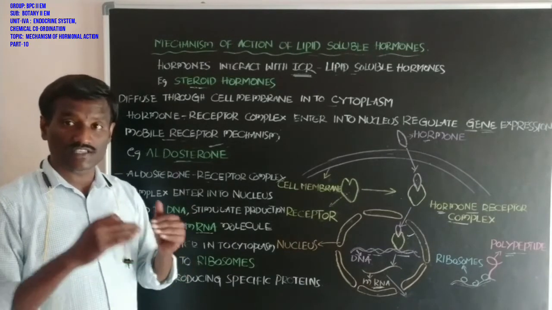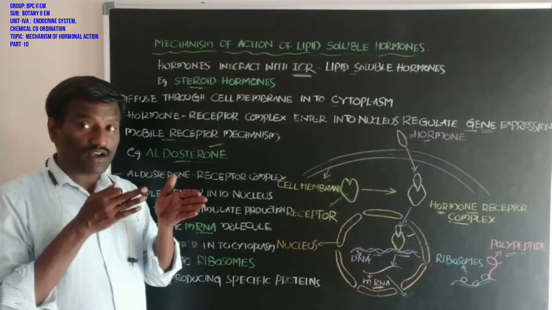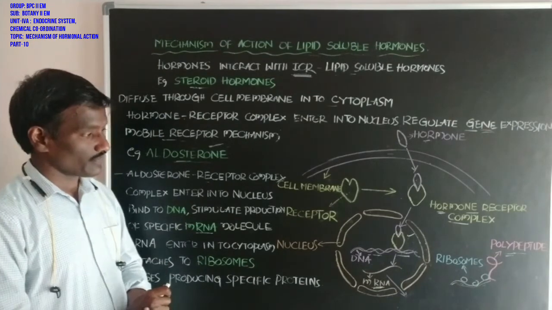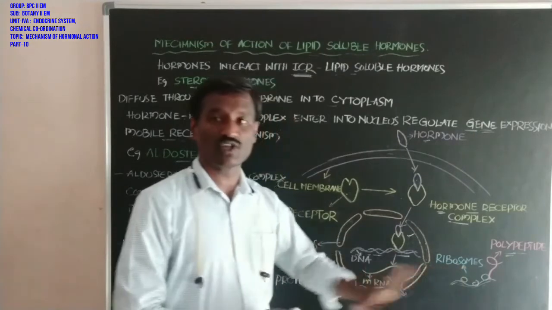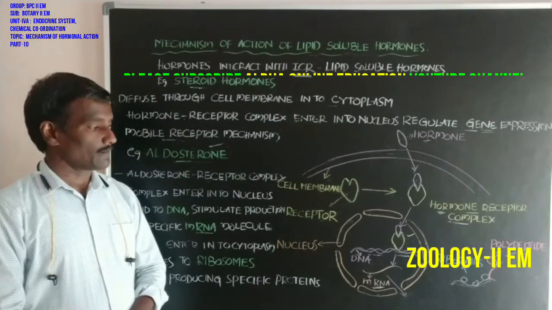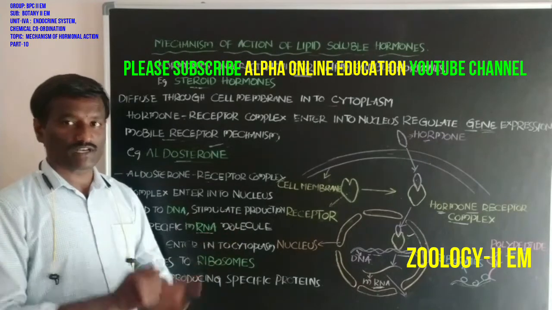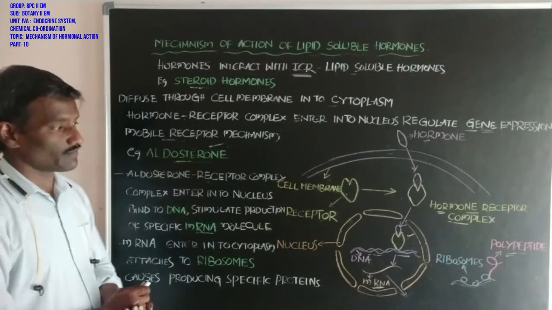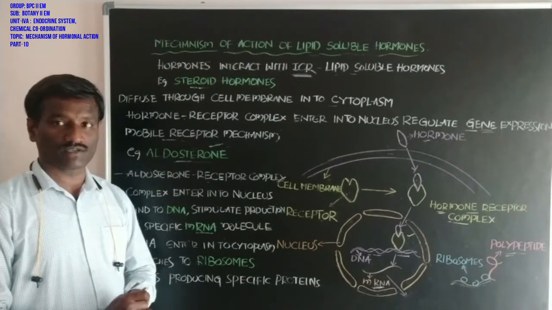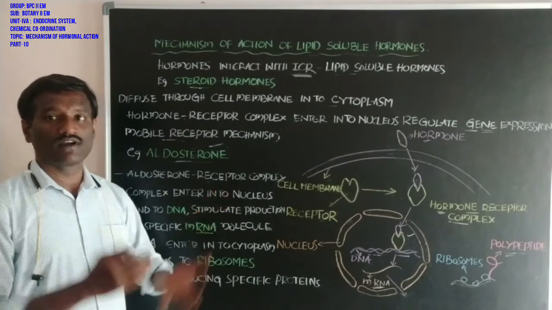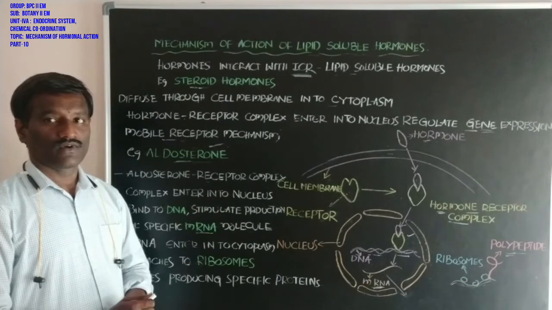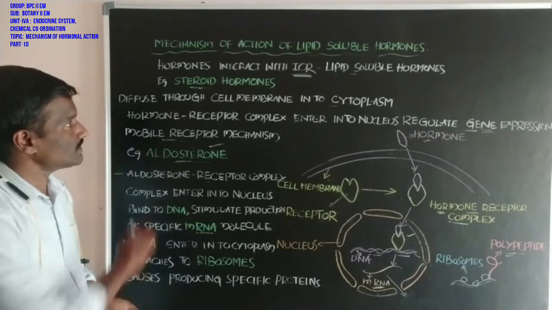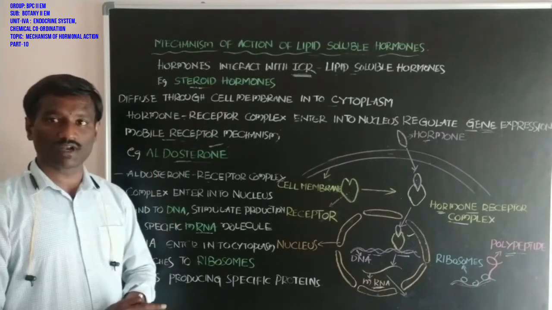mRNA consists of a sequential arrangement of the genes. It is a single-stranded molecule produced by the transcription process. Ribosomes are attached to the mRNA, and based on the information on the mRNA, the ribosomes produce polypeptides or proteins. These proteins are necessary and important in biological activities of the body. Okay, students. This is about the mechanism of action of lipid soluble hormones.